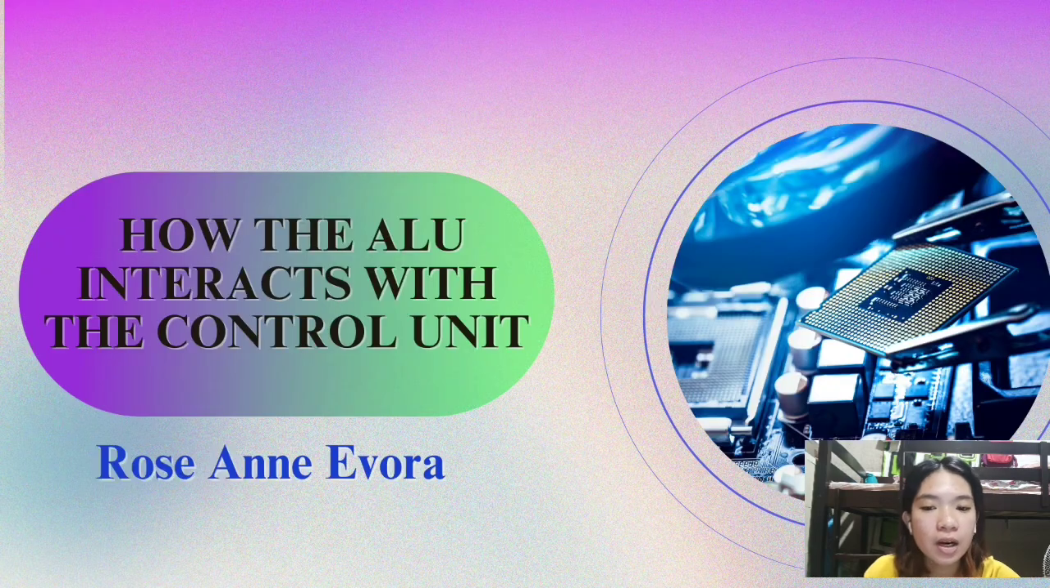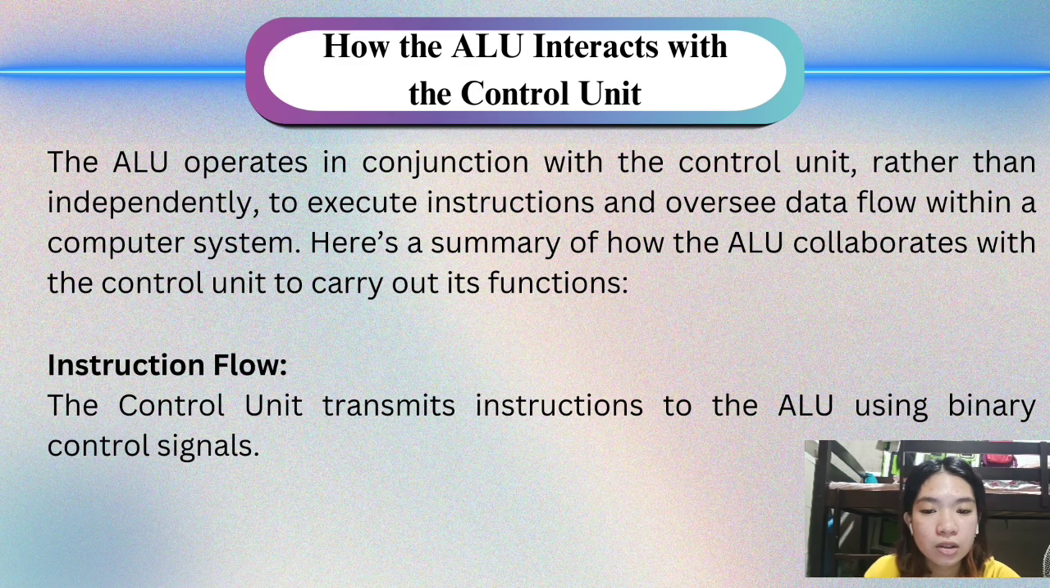So next we have how the ALU interacts with the control unit. The ALU operates in conjunction with the control unit rather than independently, to execute instructions and oversee data flow within a computer. So here's a summary of how the ALU collaborates with the control unit to carry out its function. First, we have instruction flow. The control unit transmits instructions to the ALU using binary control signals. The control unit is responsible for directing the operation of the CPU. It sends instructions to the arithmetic logic unit, or ALU, in the form of binary control signals.